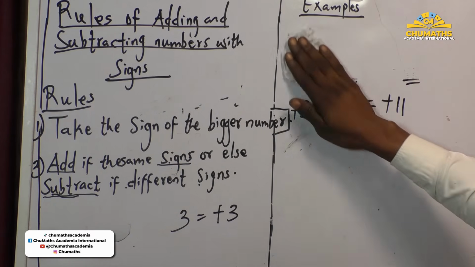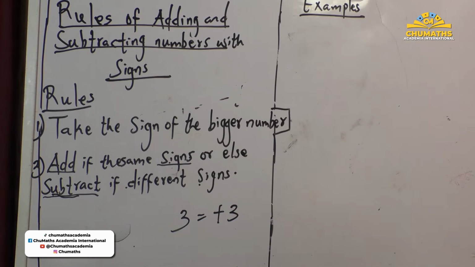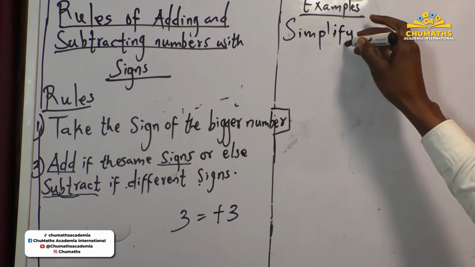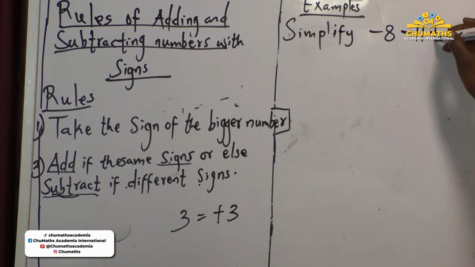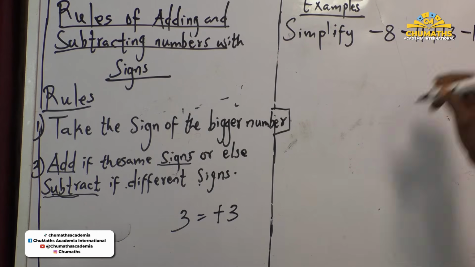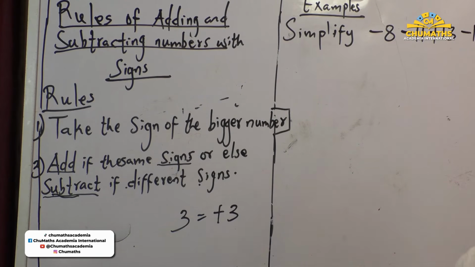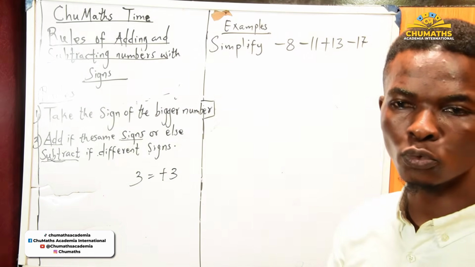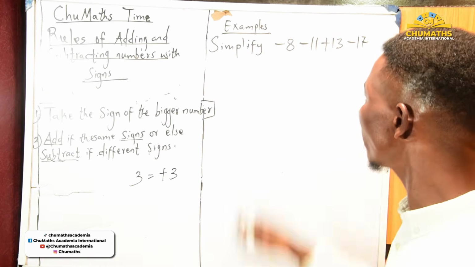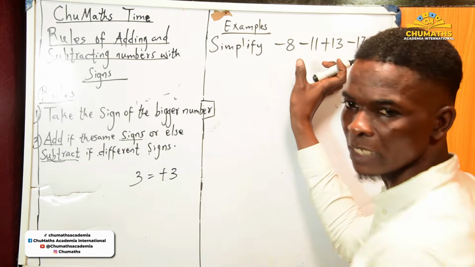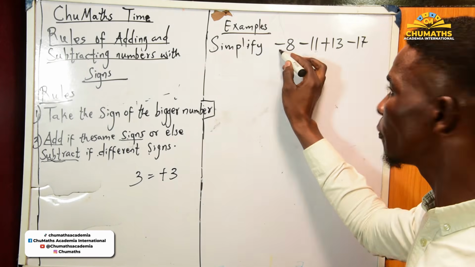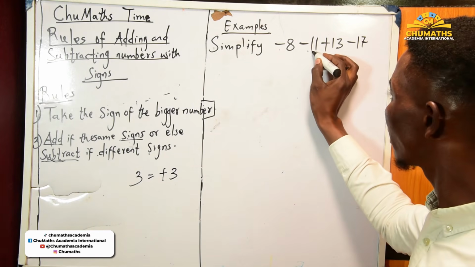So now, what if there are more than two numbers? For example, let me say simplify. If I'm asked to simplify minus 8 minus 11 plus 13 minus 17, for example. So you can see that these are not just two numbers, but what do you do? You take them in twos. So you pick these two and follow the same rules that we have here. Take the sign of the bigger number. So if I'm to pick these two, I look at the bigger number, which is what?